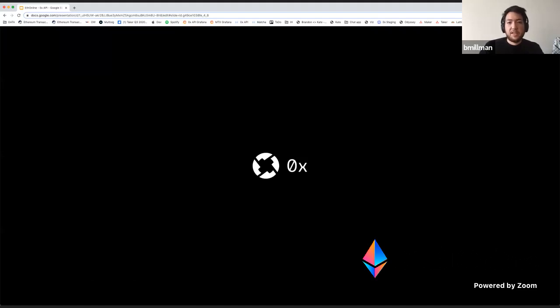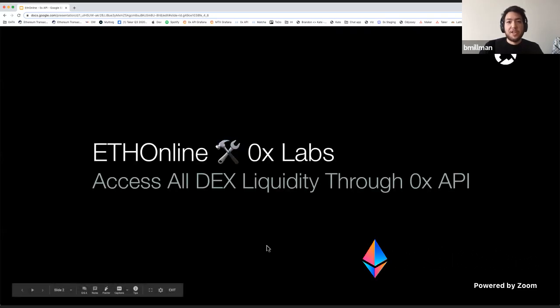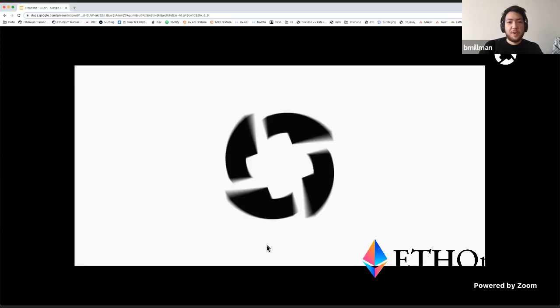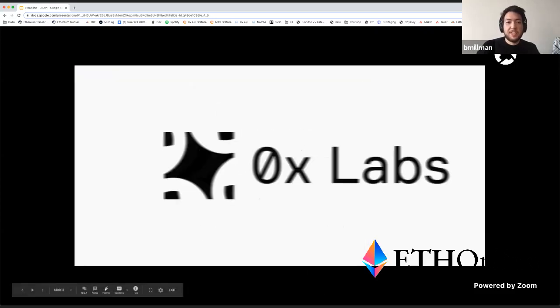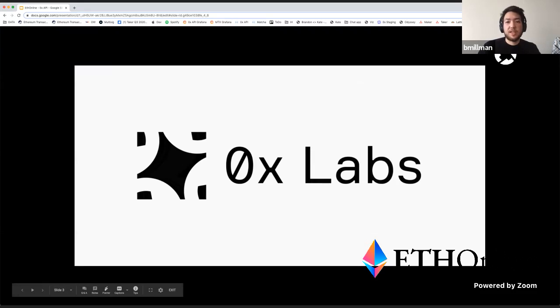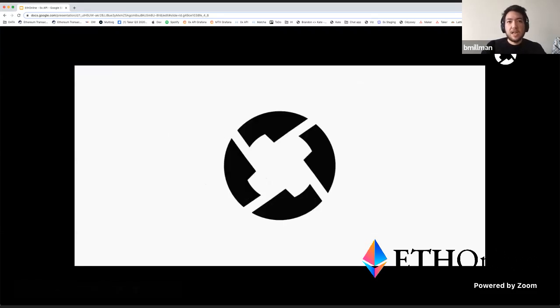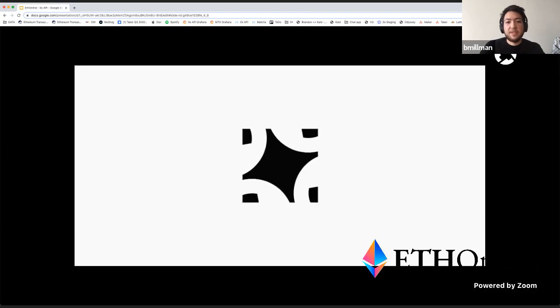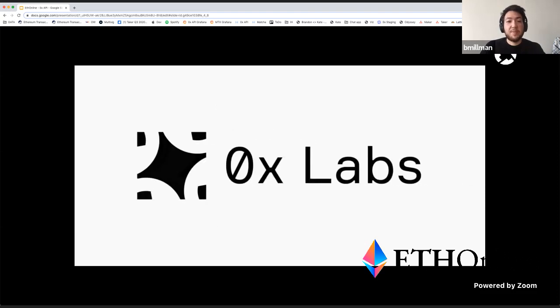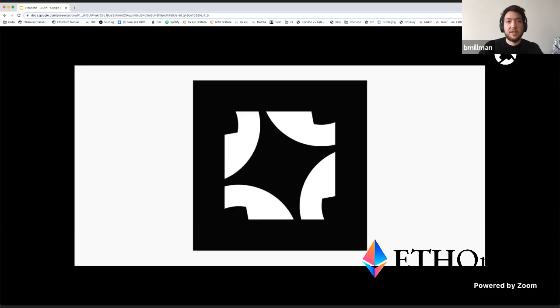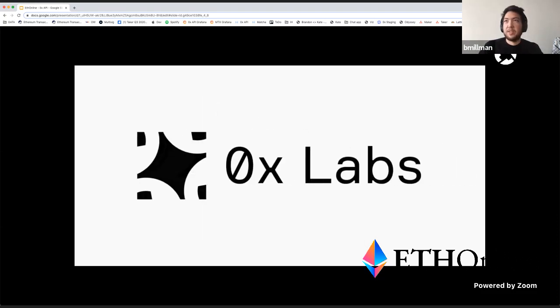Everyone, my name is Brandon. I'm from 0x. And today I'll be talking about how to access all DEX liquidity through the 0x API. So first, just a little bit about myself. I've been working on the decentralized exchange problem as part of 0x since 2017. I currently manage 2 different engineering teams that are working to bring decentralized exchange to the mass market, and one of which is responsible for bringing you guys the 0x API. So yeah, really glad to be here showing it off to you guys.